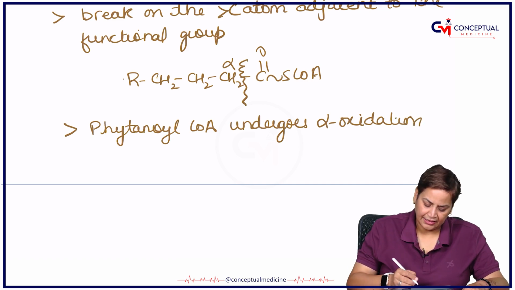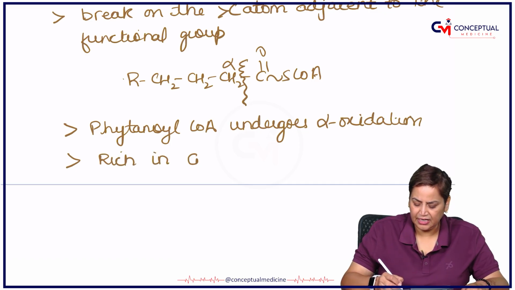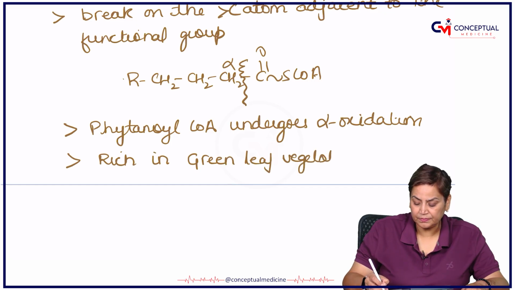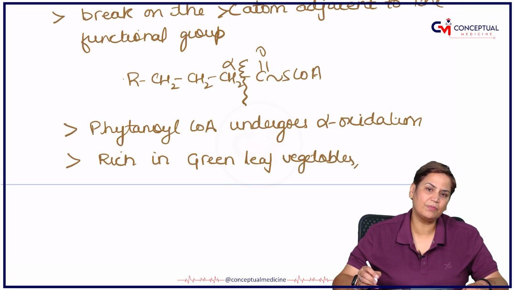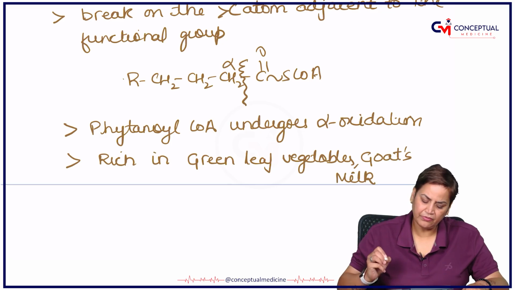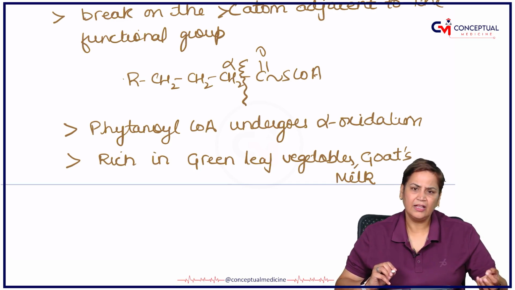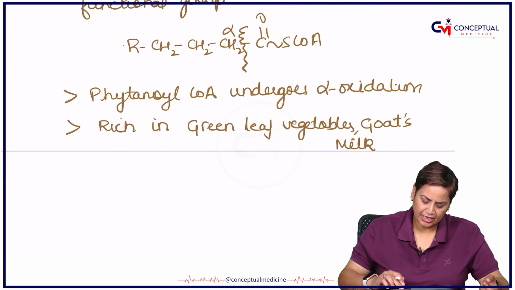Right. And this phytanoyl-CoA is rich in green leafy vegetables and milk also. In some books it is mentioned that goat's milk consists of phytanic acid. In milk, or I will just write goat's milk. Right. So we can say that the green leafy vegetables or goat's milk, which is rich in phytanic acid, has to undergo alpha oxidation first. Once alpha oxidation is there, again it is going to form some soluble compounds, then again it will undergo beta oxidation. Now the question is, what is the site?